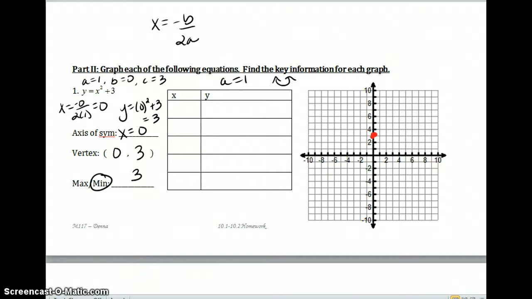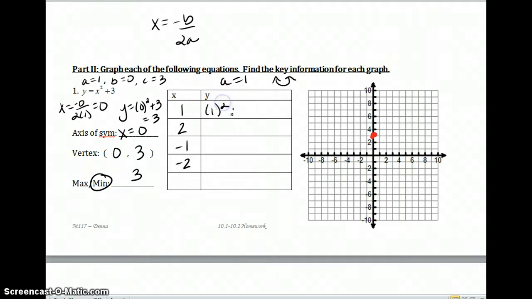Now there are two ways that you can go about graphing. The first is using an XY table. What you do is you pick two values to the right of the vertex and two values to the left of the vertex. Our vertex was at 0, so we're going to choose 1 and 2, and then negative 1 and negative 2. So you plug them in.